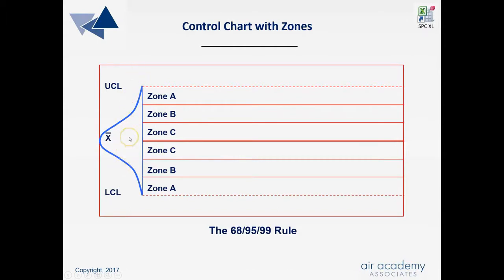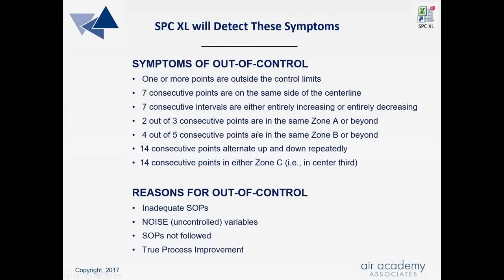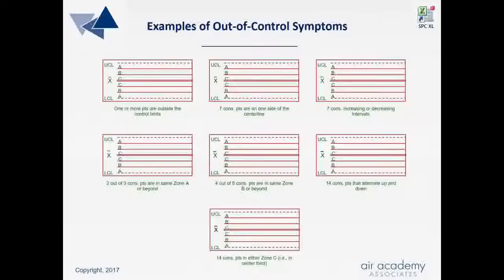This distribution could be shifting up or down over time, or becoming taller and narrower, or broader and wider. And that's what the control chart does for us. It helps us determine when the behavior of the control chart is not what we expect it to be.